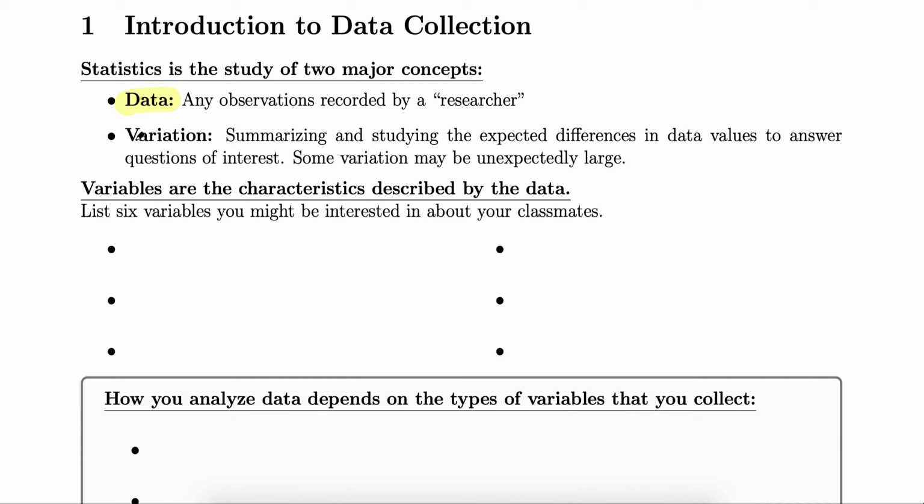And then naturally, we expect when we collect data there to be variation. We don't expect the same response for every individual. We want to look at trends in this variation and also any variation that may be unexpectedly large compared to the whole. So we're going to first talk about variables and distinguish different types of variables. But first, by variables, all we mean is characteristics that might be described by your data.